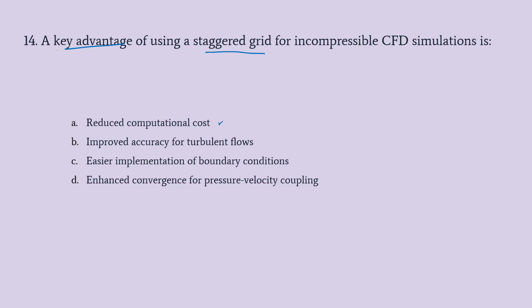So the reduction in computational cost is not visible, because in a staggered grid pressure and velocity are on different grids or different locations.